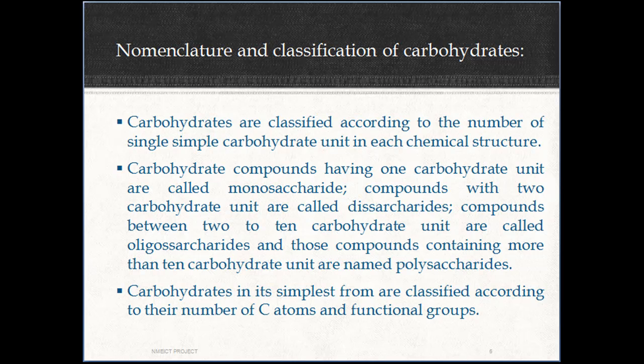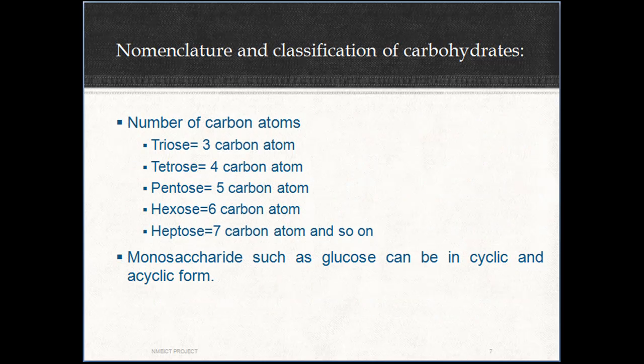named as polysaccharides. All these carbohydrates can be broken down in its simplest form, that is monosaccharide. Carbohydrates in their simplest form are classified according to their number of carbon atoms and functional group. For example, according to the carbon number atoms, triose. Tri stands for 3 and the suffix "ose" indicates sugar. So, triose. Likewise, tetrose, pentose, hexose, heptose, and so on.